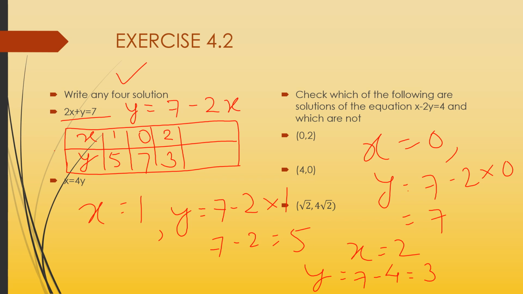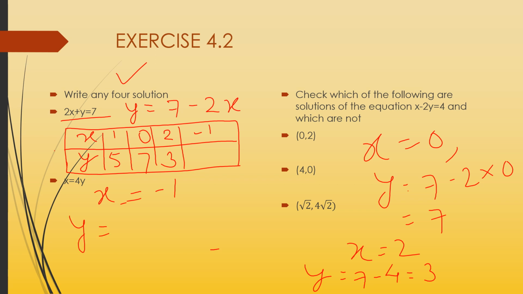If we put x to be, let us check for -1. Suppose it is -1, y equals 7 minus 2 into -1, which gives you +2, and the result is 9. In this way, you can find infinitely many solutions for a linear equation. Now move to the second part.